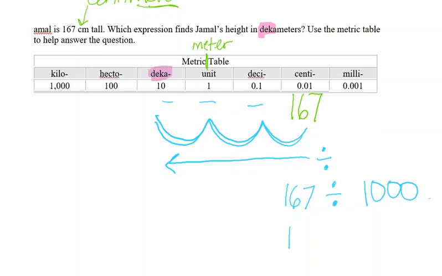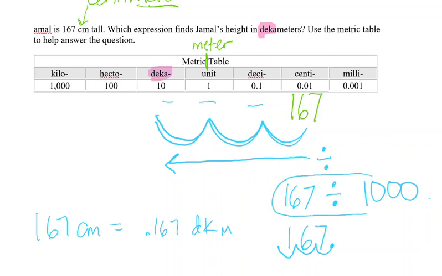If I wanted to come up with the answer, the decimal point in 167 is there. Move it 3 times to the left. So 167 centimeters is equal to 0.167 decameters. And this would be the expression that got me that answer.